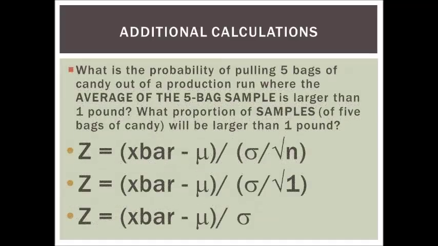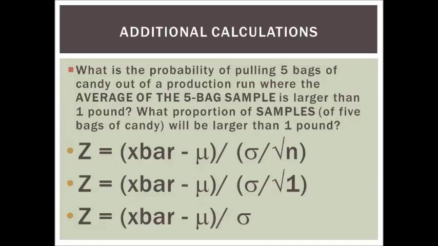So in our previous example, we were pulling out 1 bag of candy. So our sample size, n, was 1. Now look what happens when we plug a 1 in for n in this formula. We then get the square root of 1. Of course, the square root of 1 is 1. Taking sigma divided by 1 is the same thing as just having sigma. And look at the formula for z. It's exactly the same thing. Turns out these two formulas are equivalent.